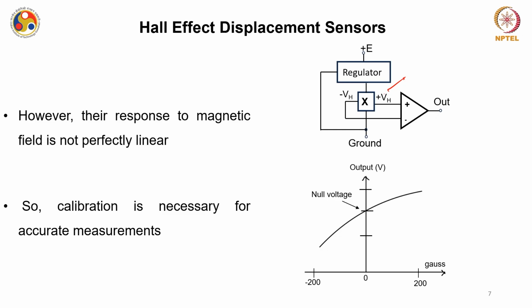However, the response to the magnetic field is not perfectly linear. A typical curve of output voltage versus magnetic flux density is shown, where the x-axis is magnetic flux density and the unit is Gauss. Their response, if you see, is not linear. Although the non-linearity is not very high, this device is still not considered a linear device, and you require frequent calibration for accurate measurements.